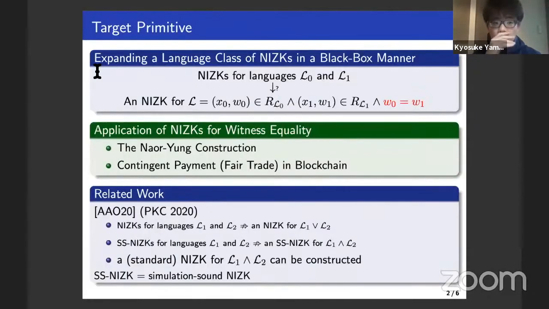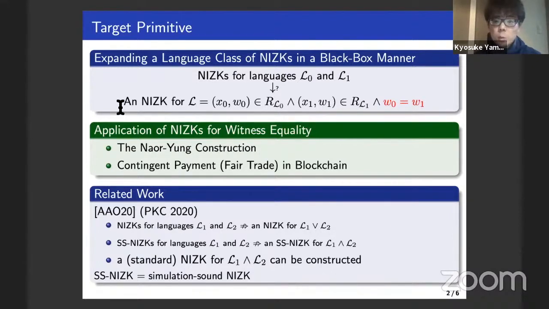Overall, we consider the problem of expanding a language class of NIZKs in a black box manner. Suppose we are given NIZKs for languages L0 and L1 respectively. Then we consider whether we can generally construct an NIZK for this language, in particular, one which includes the witness equality.